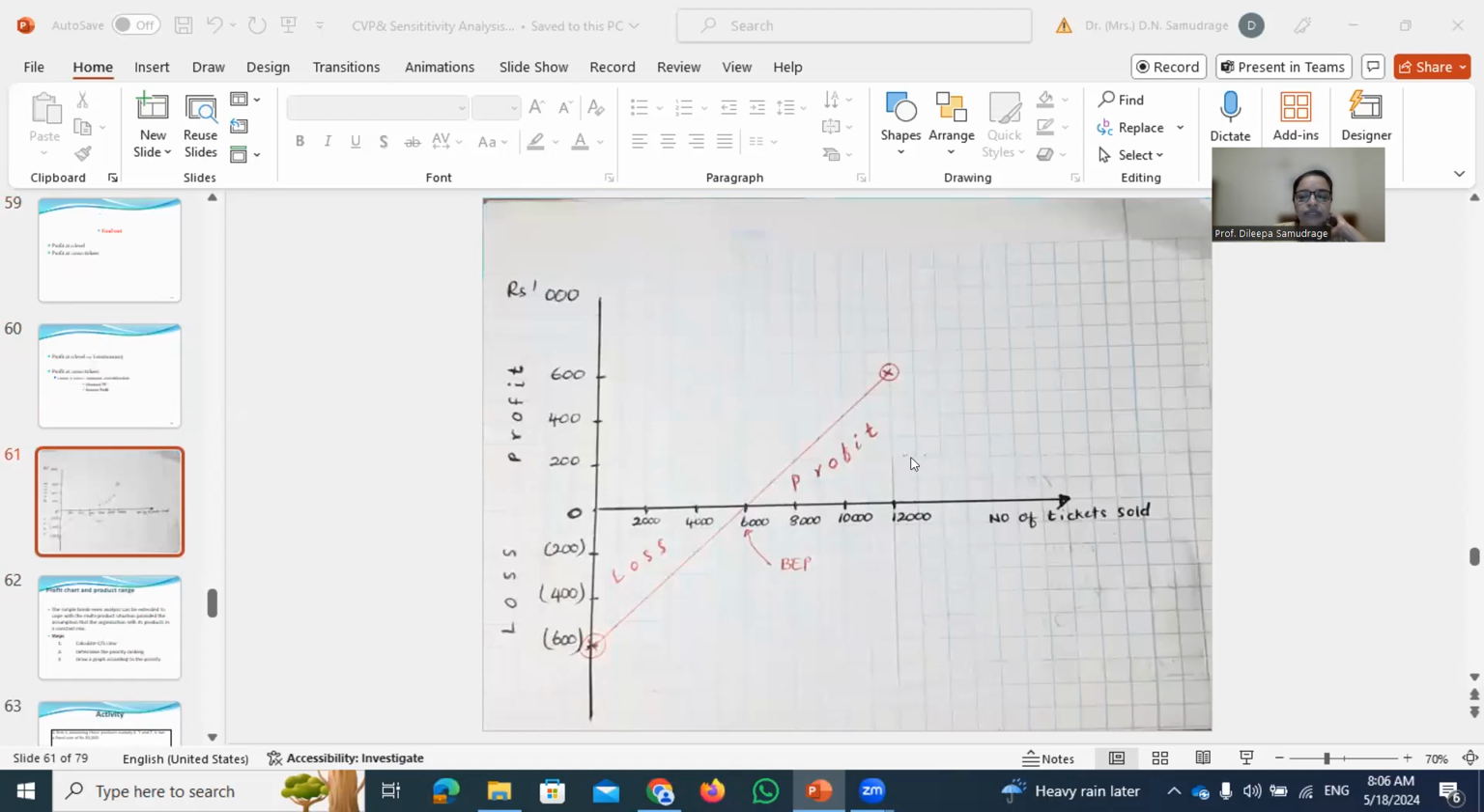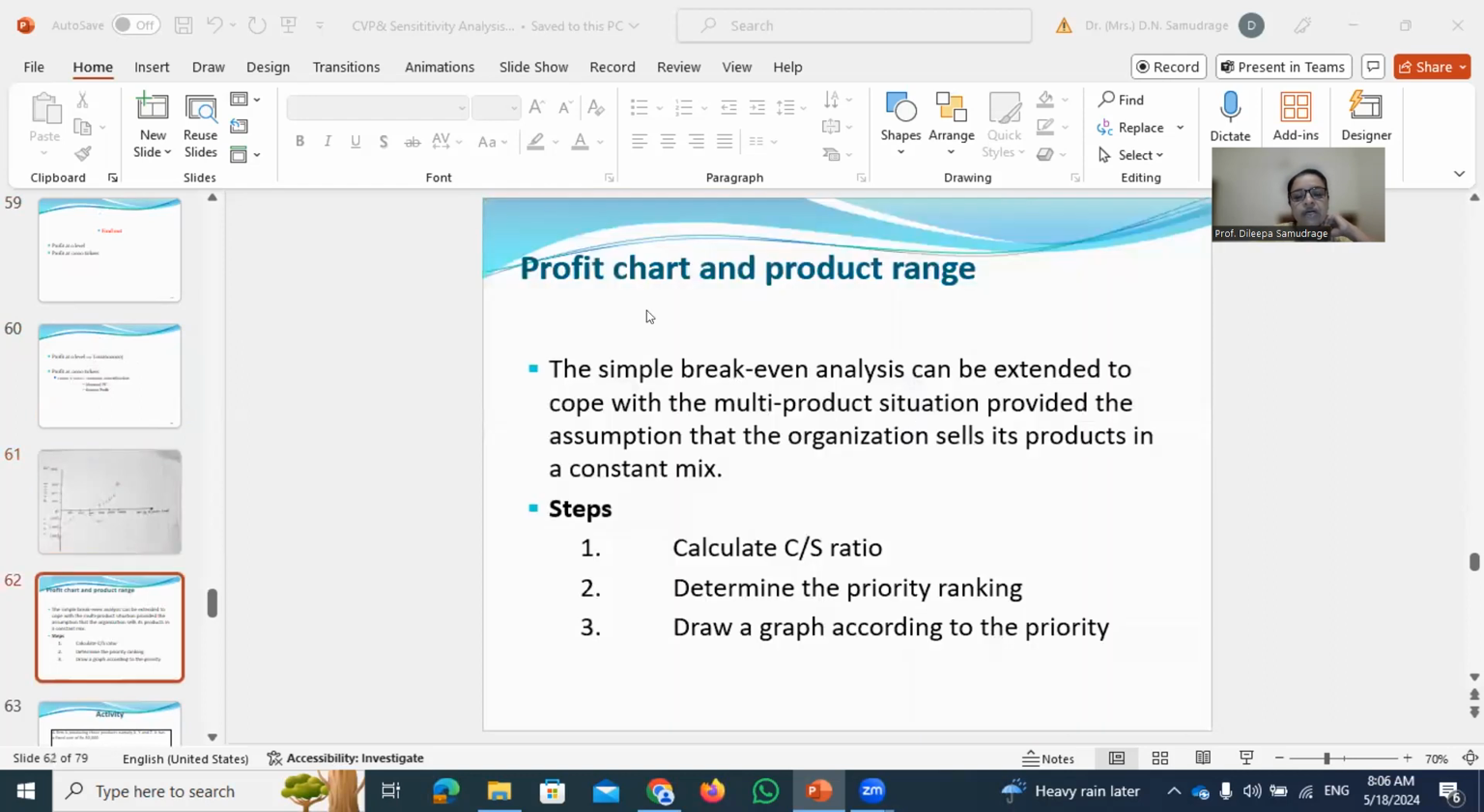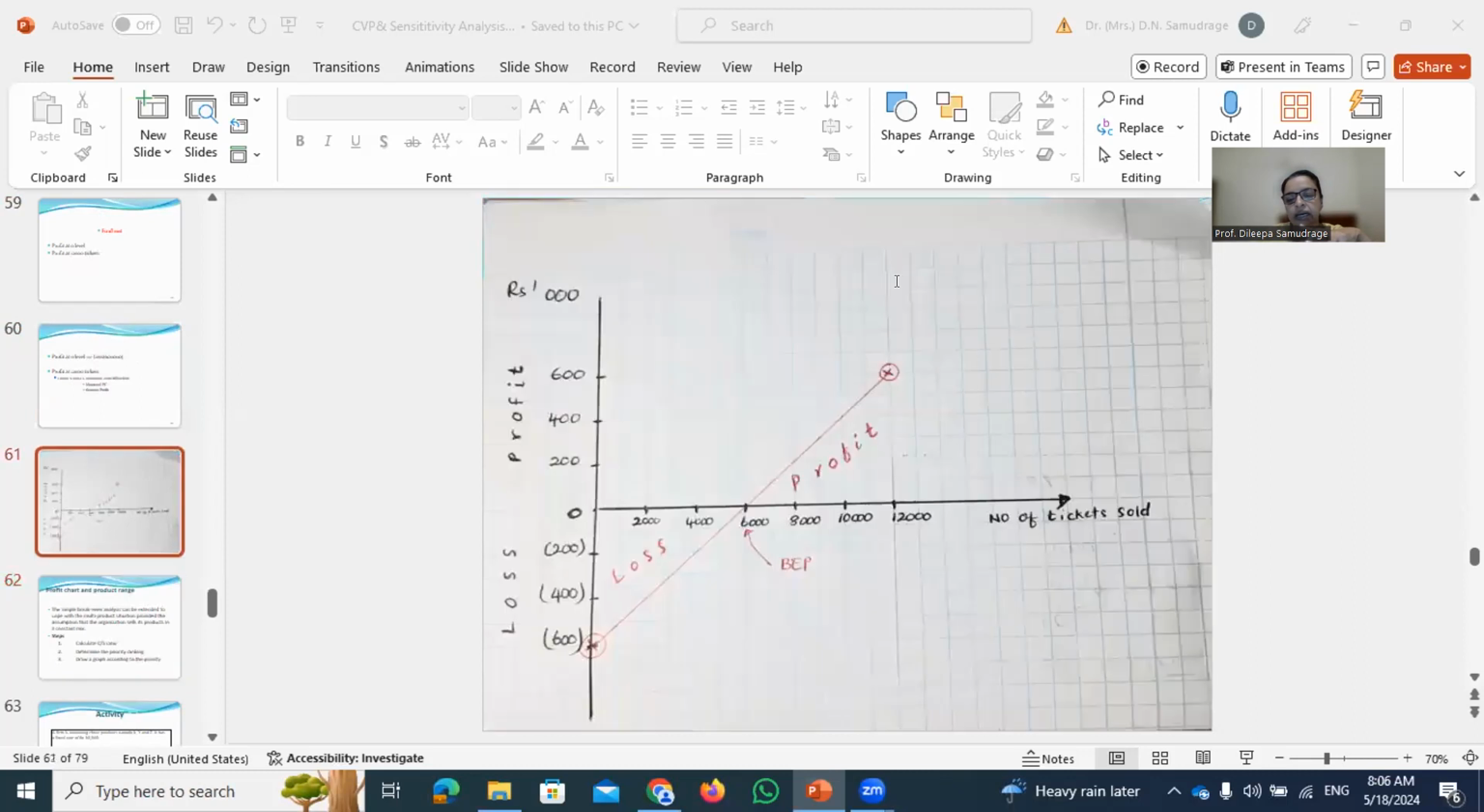Okay. So we covered up to this point, and today we have to start this topic, right? This is the profit chart and product rate. The importance of this section is that until this point you prepared the traditional break-even chart, then the contribution chart and the profit chart, assuming that we are producing only one product, right?